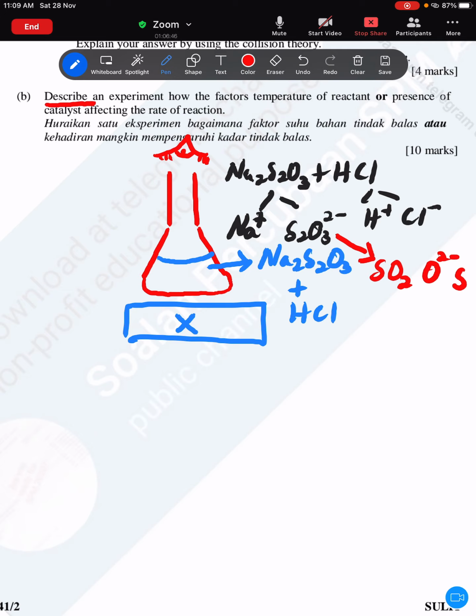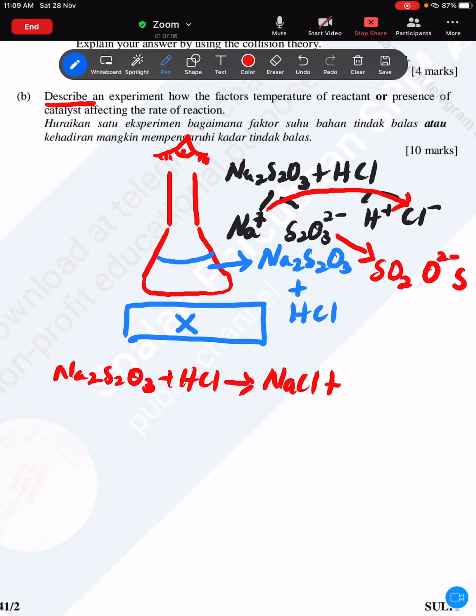So maksudnya Na ni dengan Cl combine. Therefore, it becomes Na2S2O3 plus HCl, and it becomes NaCl plus this, and this cancels out, and the H over here and the oxygen will combine to form H2O, and since you can notice this one and this one don't have any charges, then you just write it down: sulfur plus sulfur dioxide.